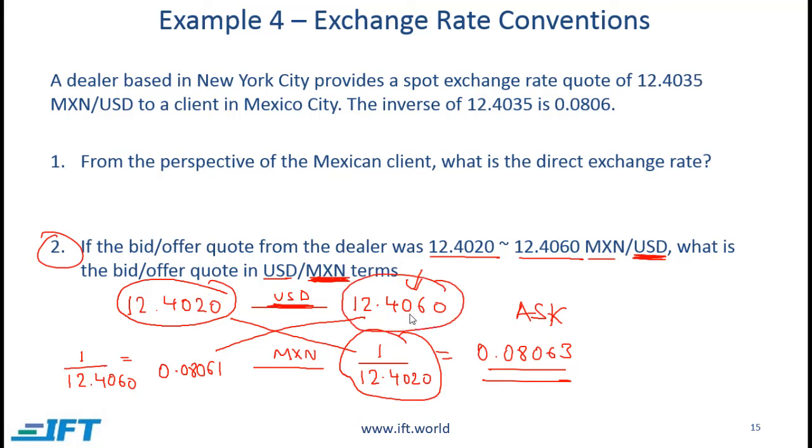12.4 is how much the dealer is asking for $1. In other words, he is selling a dollar for 12.406. Selling dollars is the same thing as buying peso. This is the bid or the buy side. We take the reciprocal of 12.4060 and come up with 0.08061. So this is our bid ask spread with the Mexican peso as the base currency.